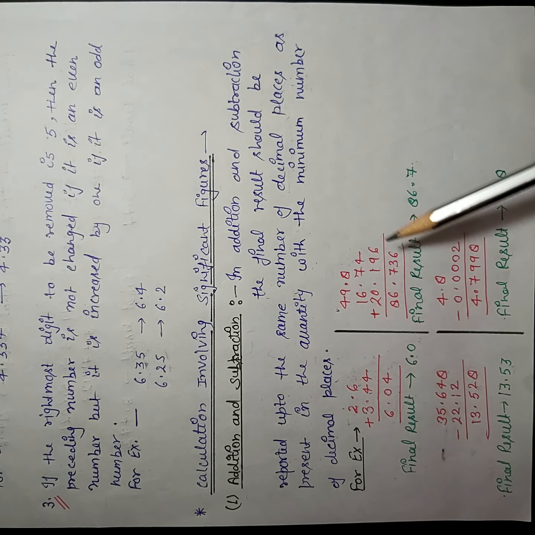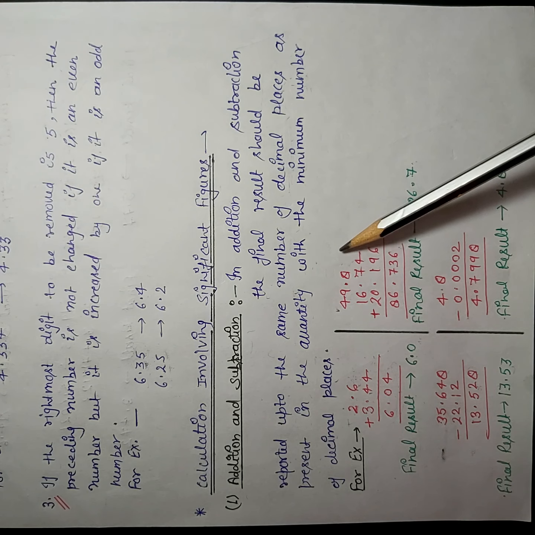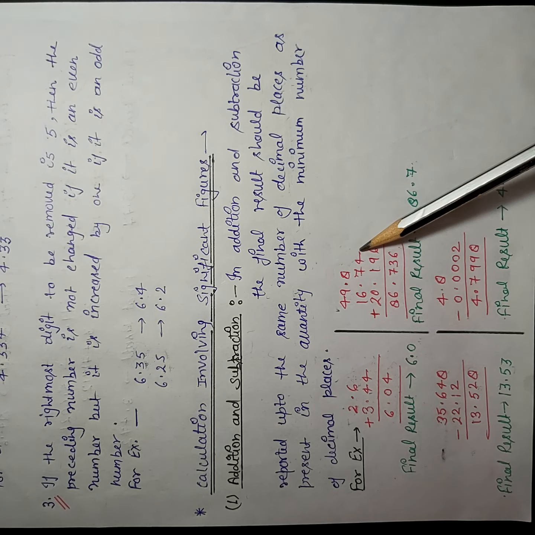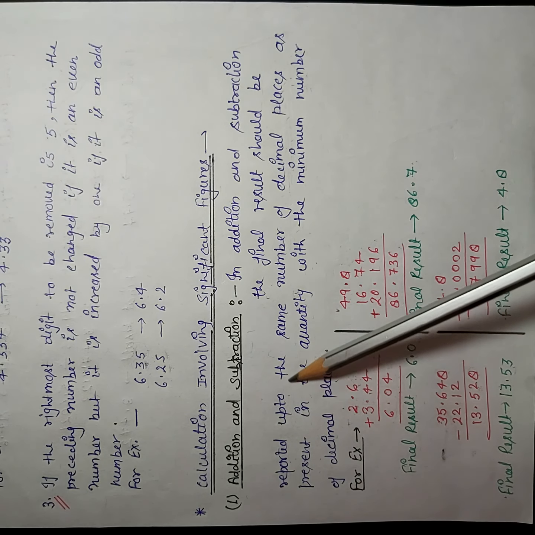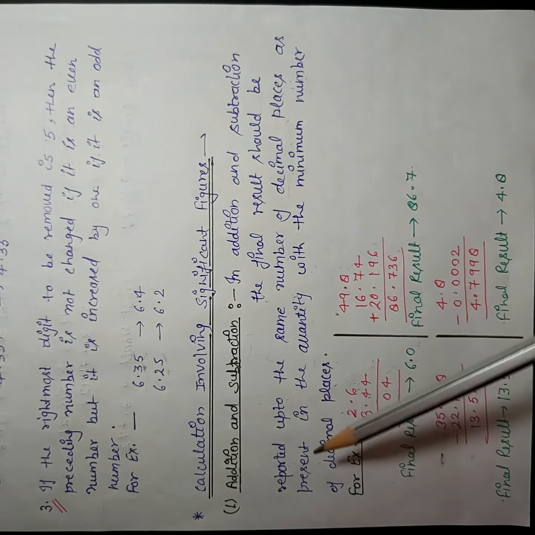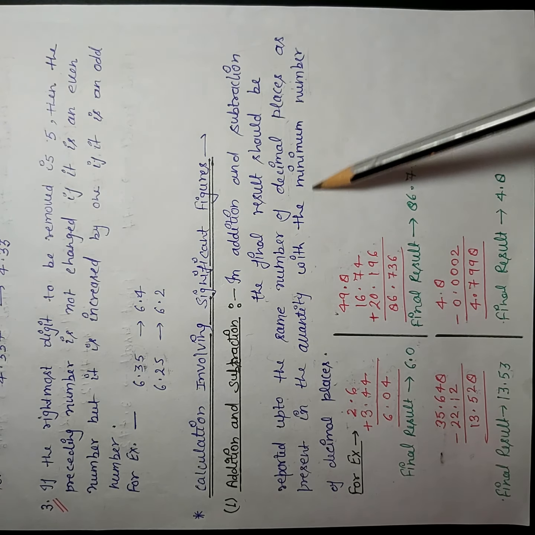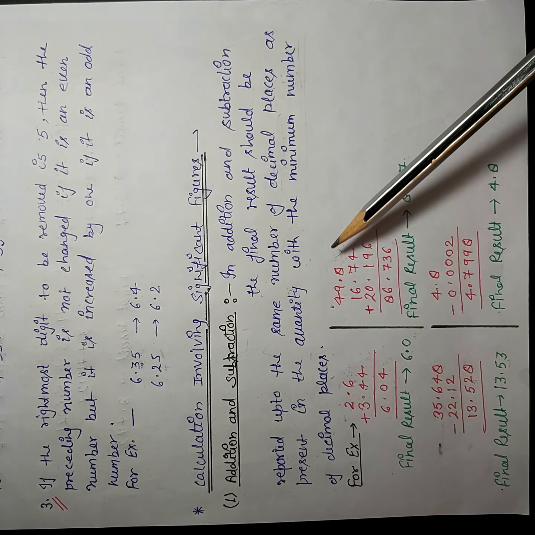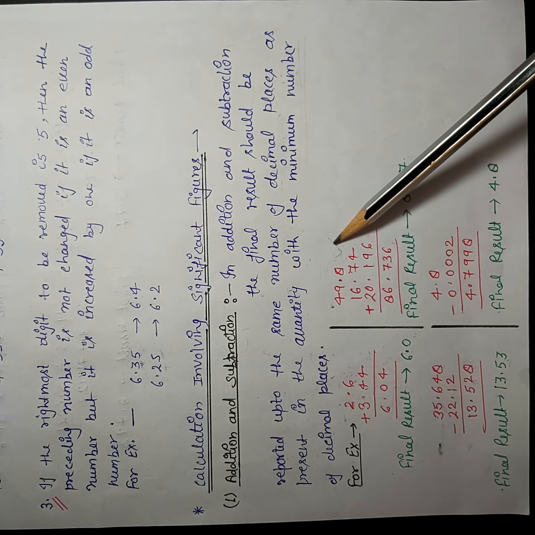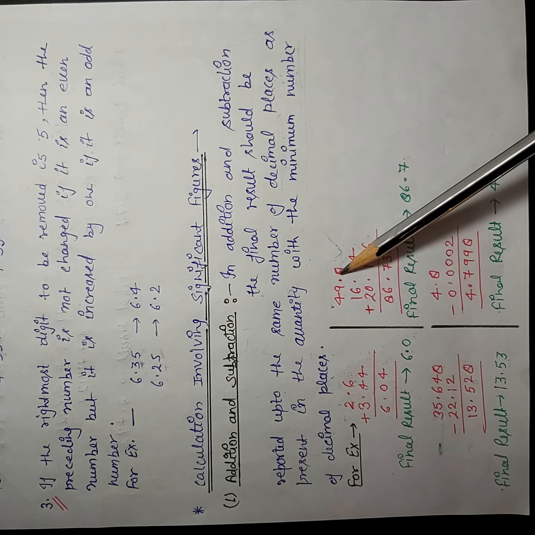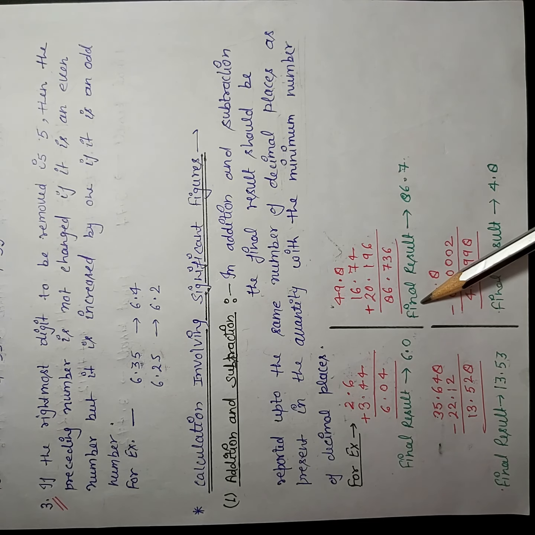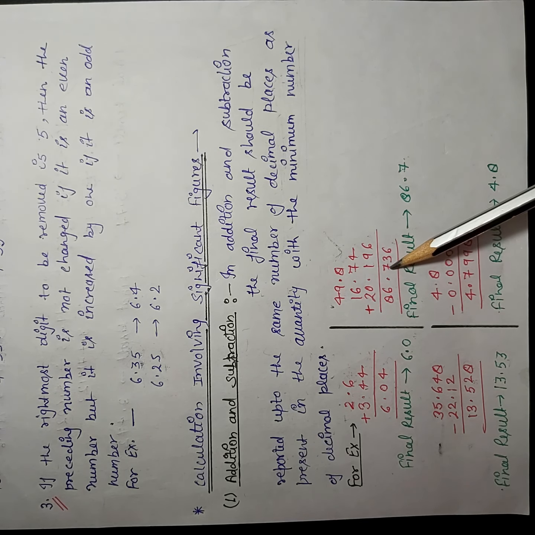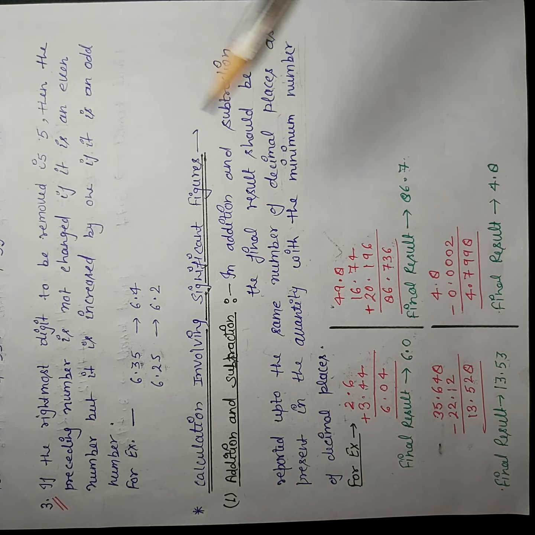86.736. But according to the rule, it has one decimal place, it has two decimal places, and it has three decimal places. So we have to report our answer up to the same number of decimal places present in the quantity with the minimum number of decimal places. So we have to round off our answer to one decimal place. So our final result will be 86.7 only. Okay, we will remove 3 and 6.